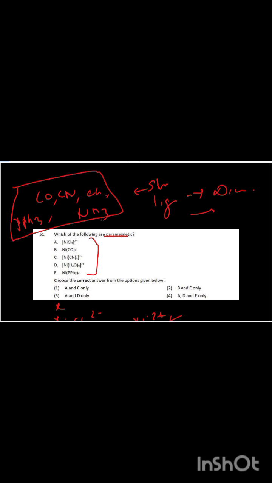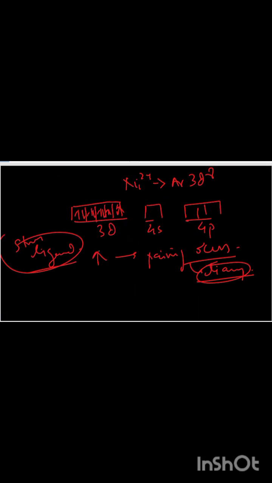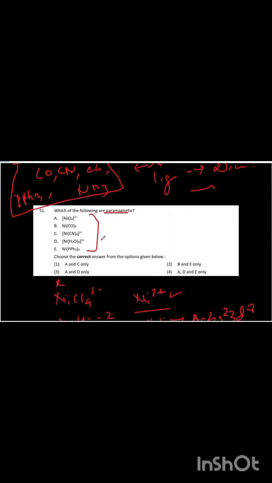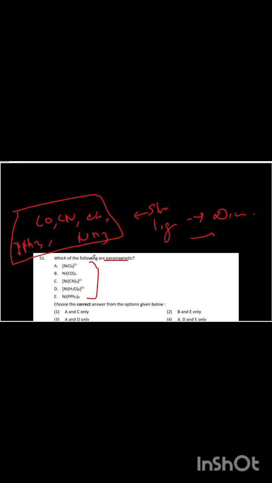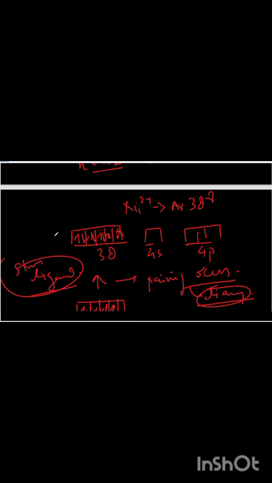So if it is a strong field ligand, what happens is the electrons get paired up. After that, the electrons of the remaining ligands enter and we get the hybridization. So strong field is CO, CN, EN and ammonia. EN is ethane 1,2-diamine. So CO is strong field, it is diamagnetic. CN is diamagnetic, PPh3 is diamagnetic. Answer is A and D. I hope it's clear.